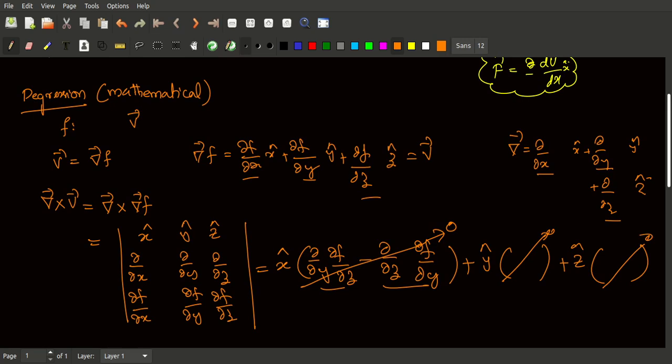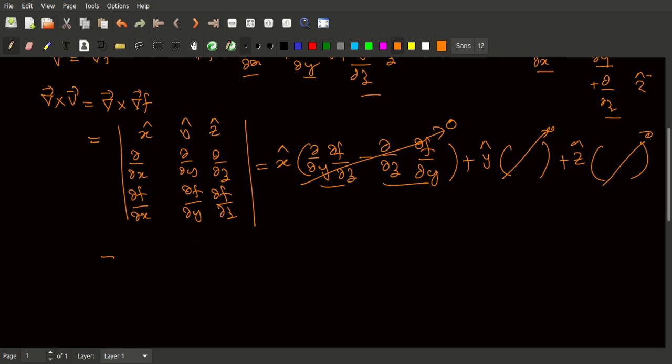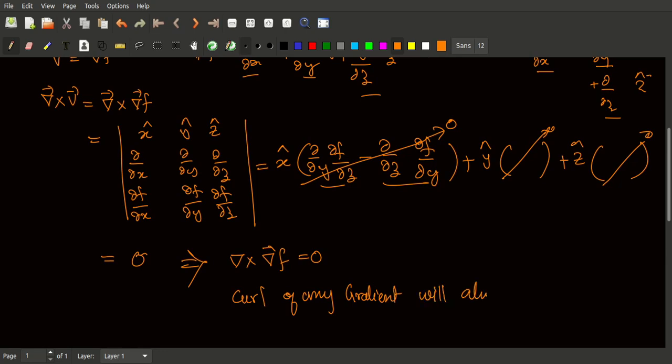In a similar way, this quantity also will vanish, which means the curl of this vector is equal to 0. This lets me give you an identity, not a definition, a mathematical identity: the curl of any gradient will always vanish. Vanish means it's equal to 0.